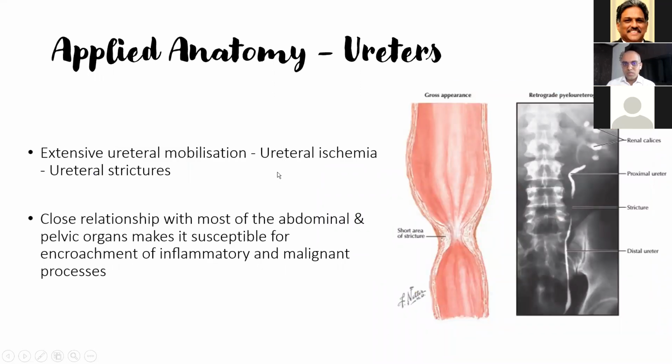Extensive mobilization of the ureter may disrupt blood flow through the tiny ureteric plexus of blood vessels and cause ureteric ischemia. This ureteric ischemia can cause development of ureteral strictures. And the ureter, being such a long organ, almost traveling the entirety of the abdomen, has close relationship with most of the abdominal and pelvic organs. This makes it susceptible to encroachment by inflammatory and malignant processes.